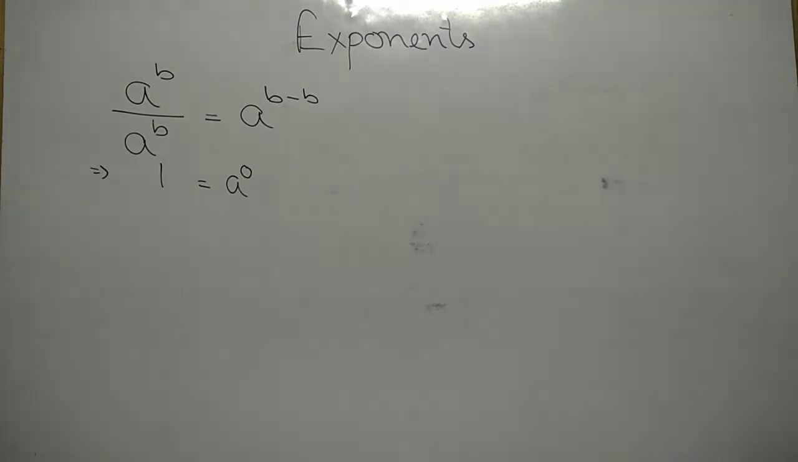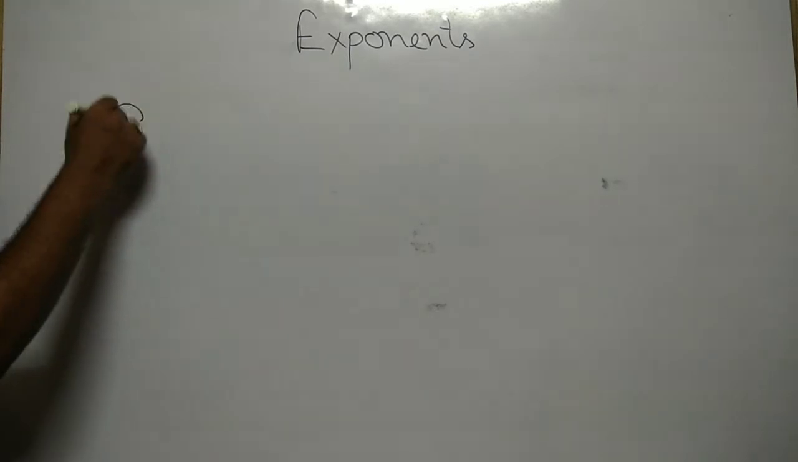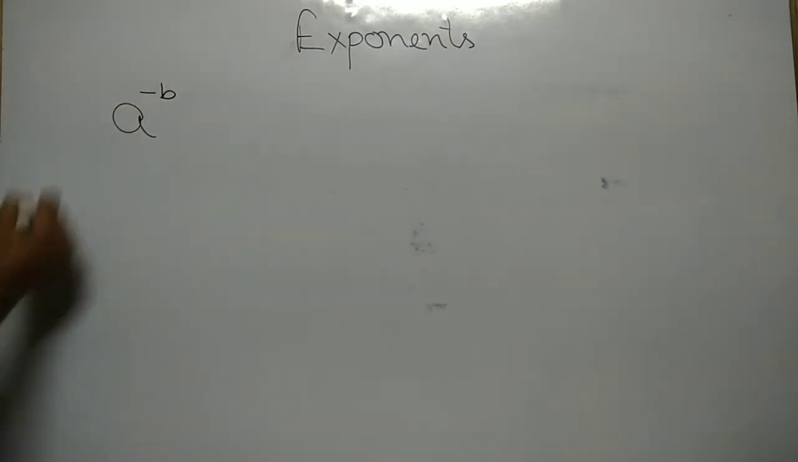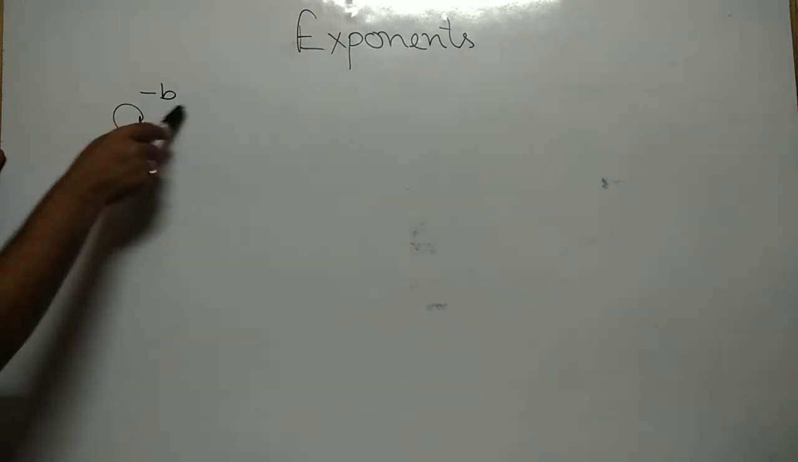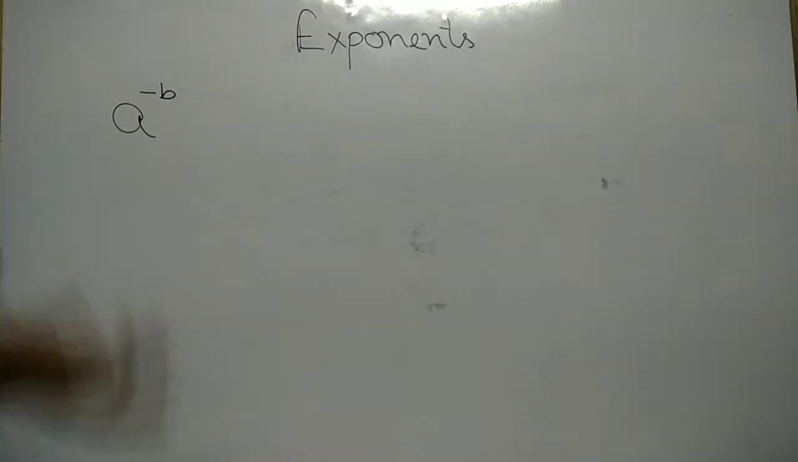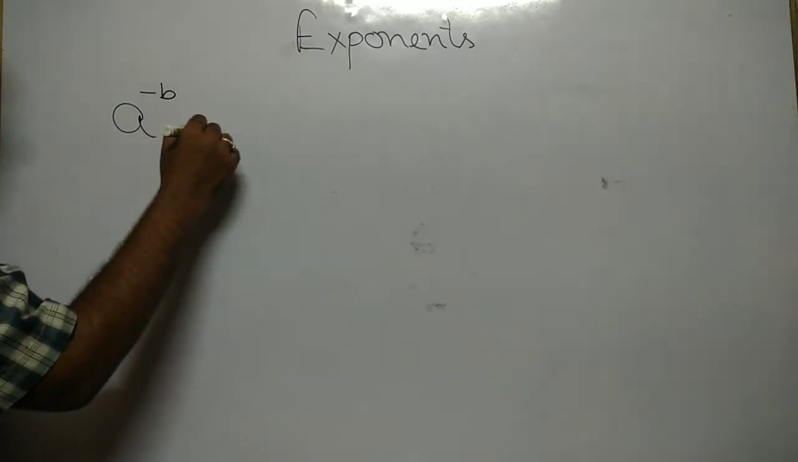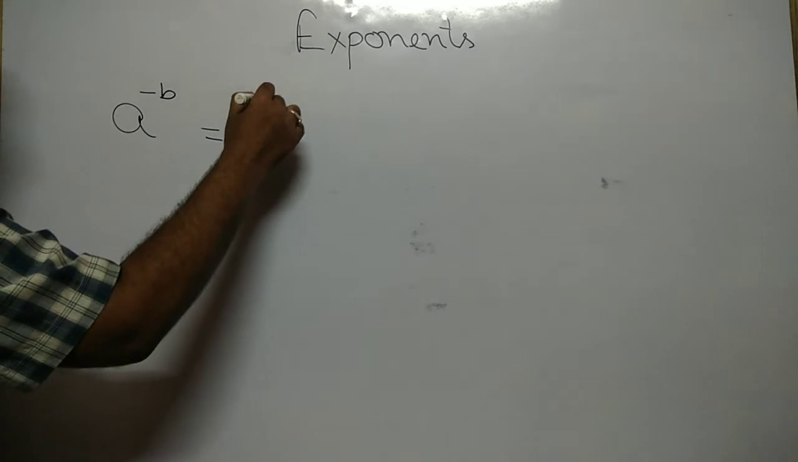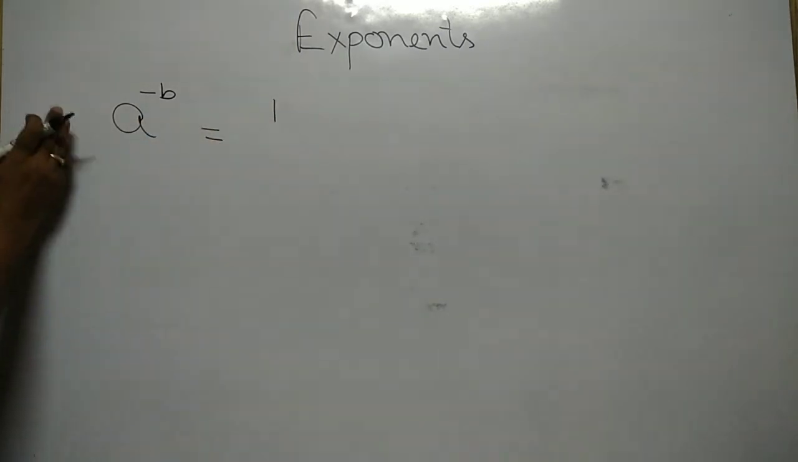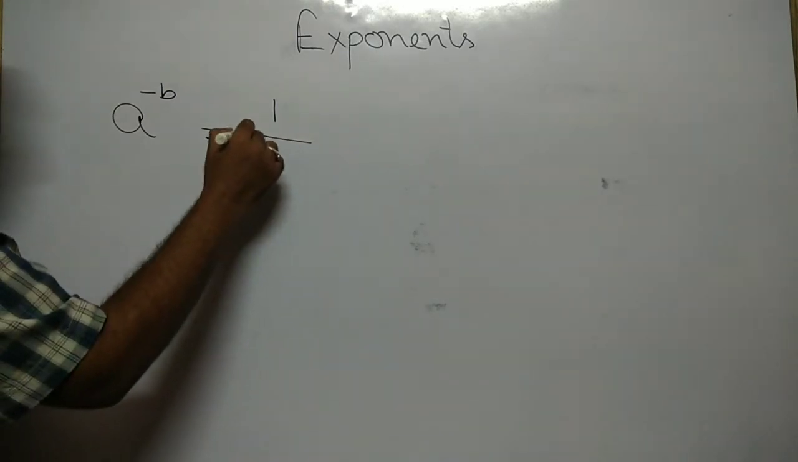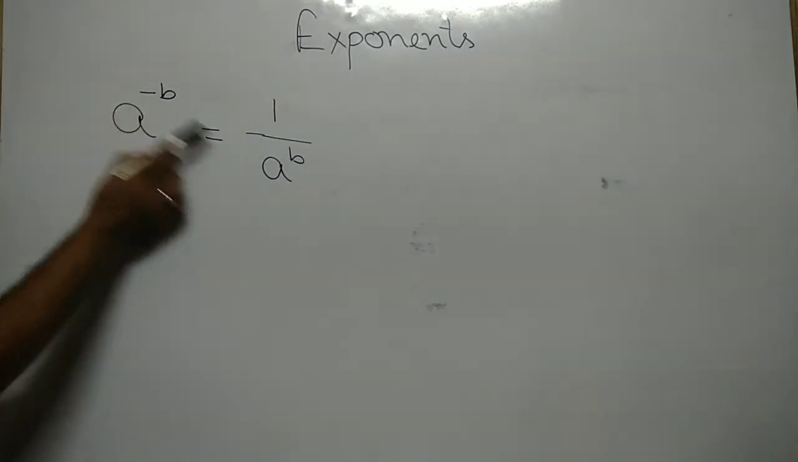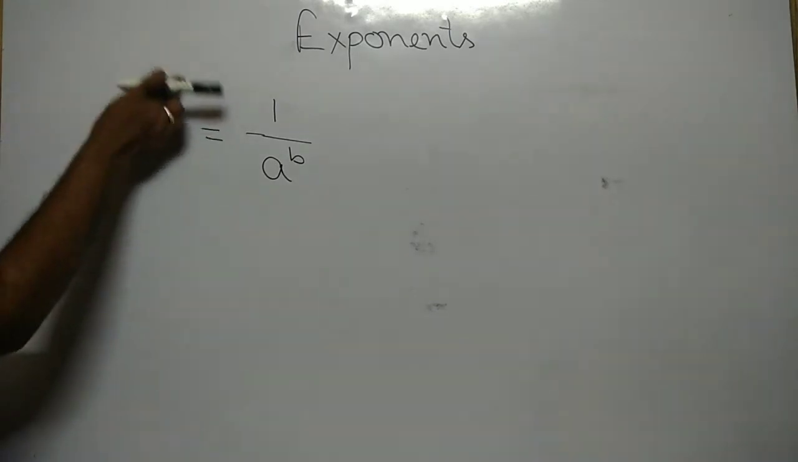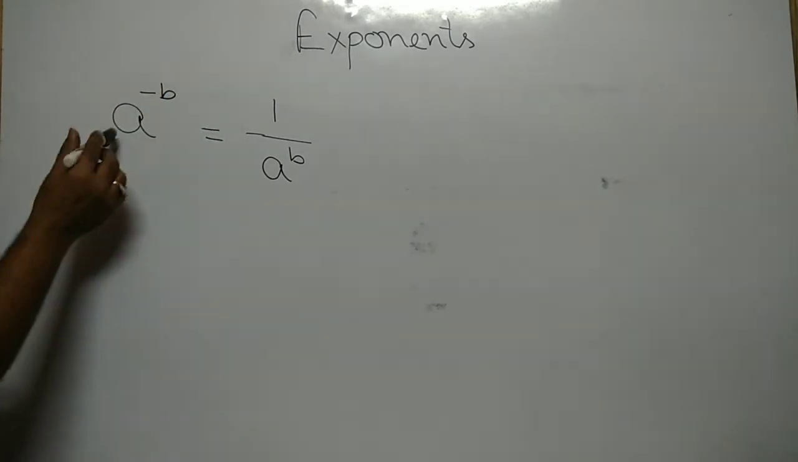Now the next one is the negative exponent. What about negative exponents? Suppose any power is in negative form, like a to the power minus b. To convert this negative power to a positive power, we can reciprocate the given exponential term. What is the meaning of reciprocate? We divide 1 by this, or in simple terms we write 1 upon a to the power b. Here you can see the negative power changes to a positive power, but this complete exponential term moves from numerator to denominator.